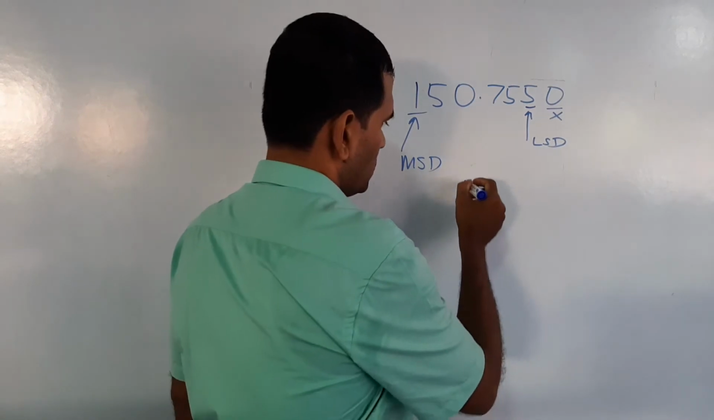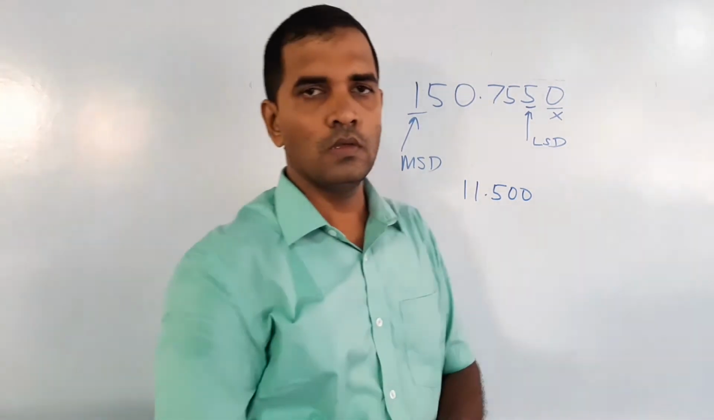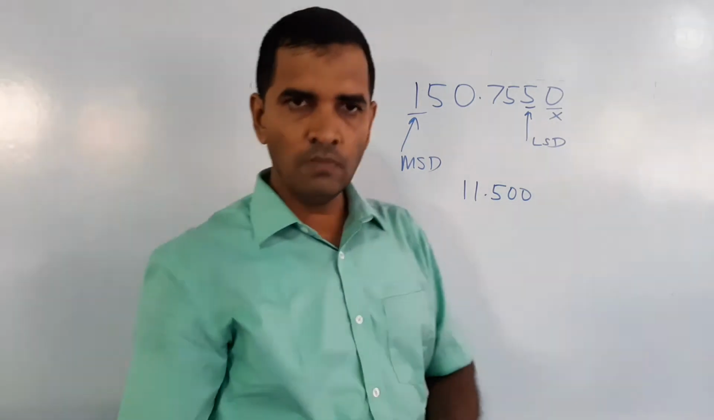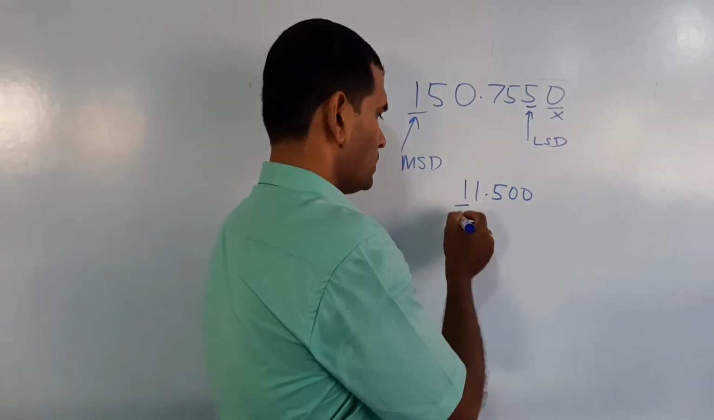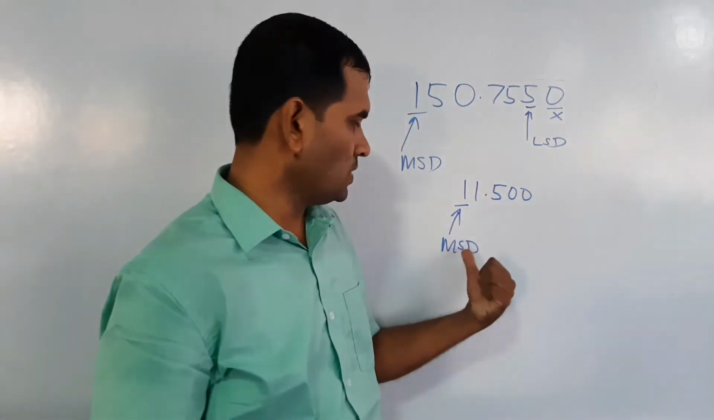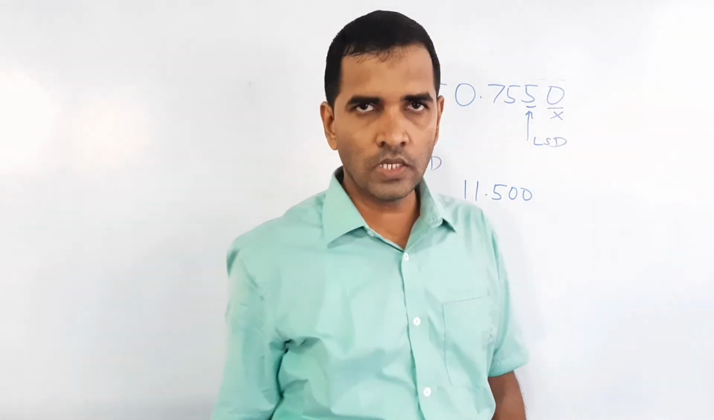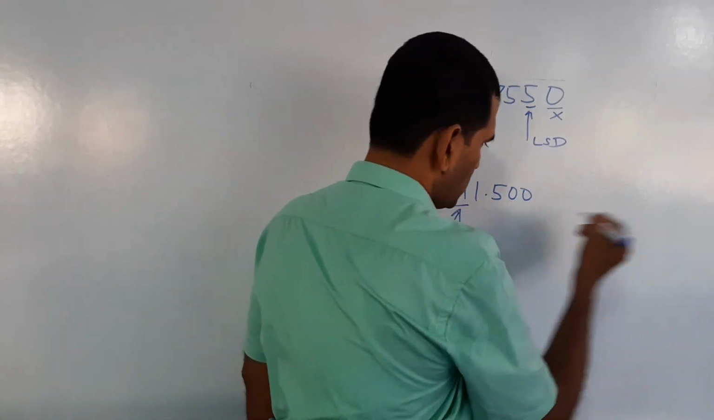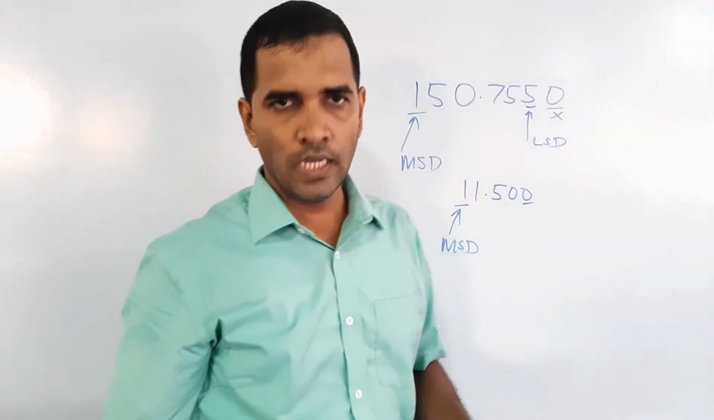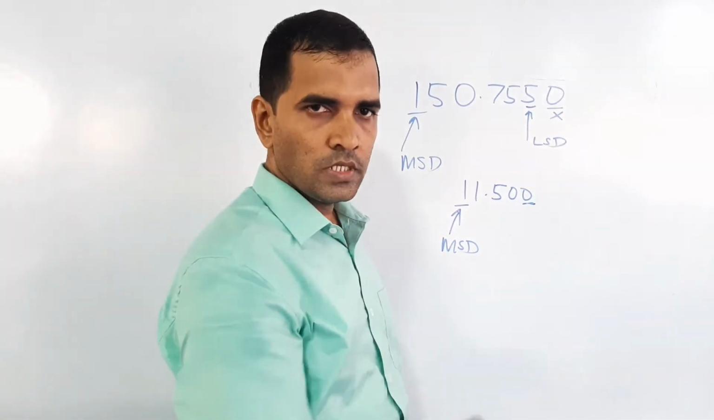Let's take another one, 11.500, right? Again, finding the MSD is too simple. Which one? This one, right? The left extreme number is the most significant digit. Of course, one is MSD. But to find the LSD, you need to check your right extreme digit. So what is the right extreme digit? This one, right? This zero is the right extreme number. But again, that doesn't have any value, right? So you cannot take it as LSD.